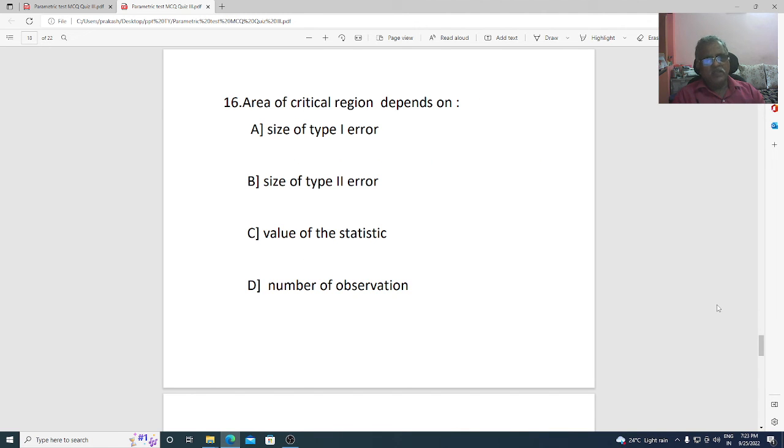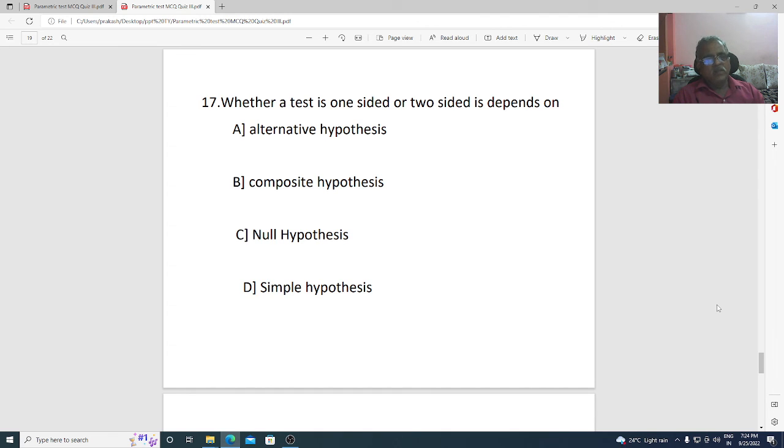Question number 16. Area of critical region depends upon size of type 1 error, size of type 2 error, value of the statistics, and number of observations. The correct option is option A, size of type 1 error. Question number 17. Whether a test is one-sided or two-sided depends upon option A, alternative hypothesis, option B, composite hypothesis, option C, null hypothesis, option D, simple hypothesis. The correct option is A, alternative hypothesis.